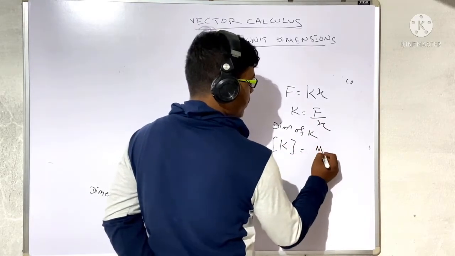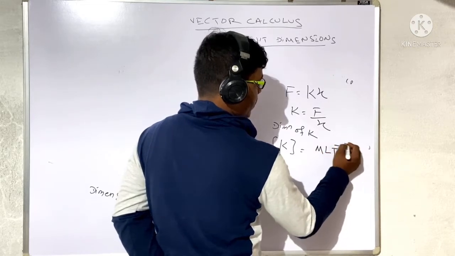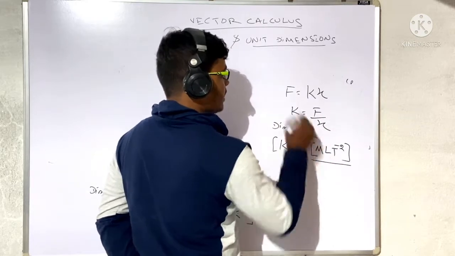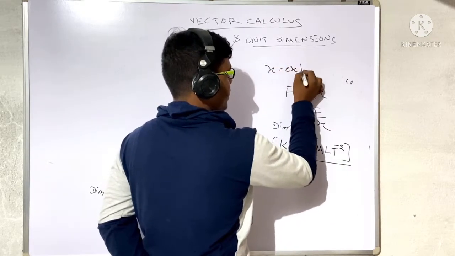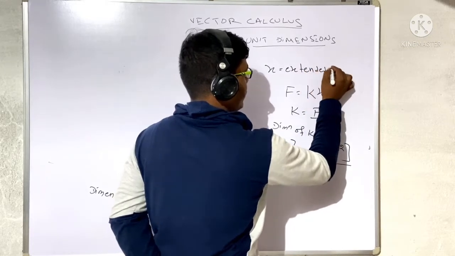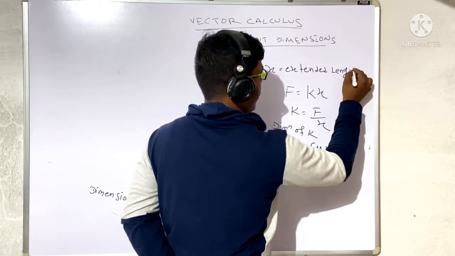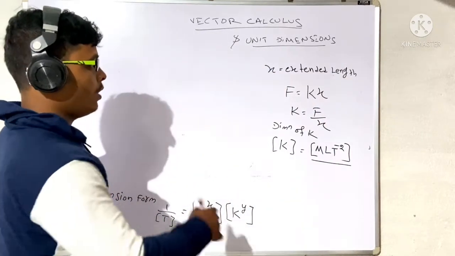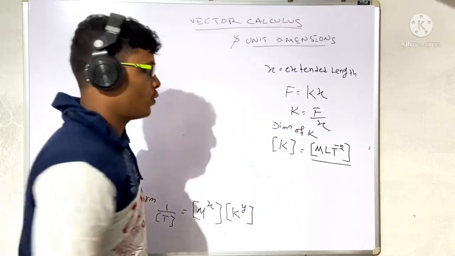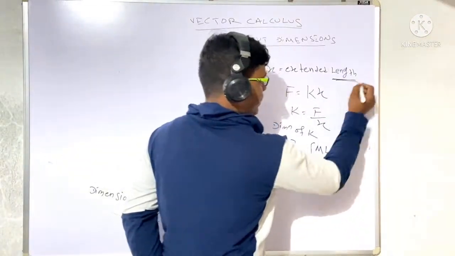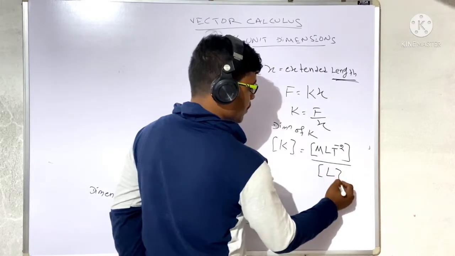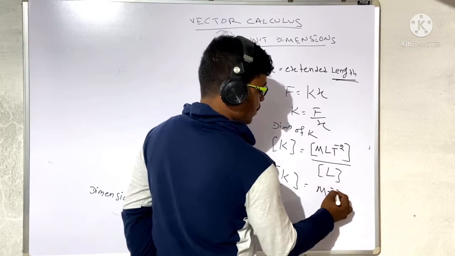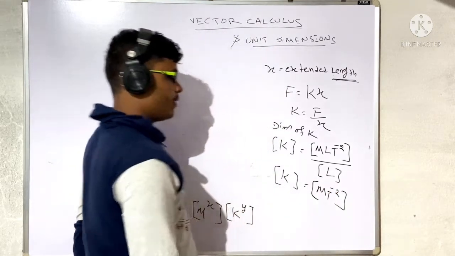What is the force dimension? Remember the previous class: MLT^-2, divided by x. I told you x is the extended length. When we study spring motion, that is simple harmonic motion, we will learn more about this extended length. So remember, x is a length, and the dimension of length is L. So the dimension of k is nothing but MT^-2.